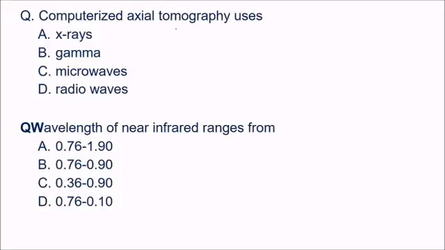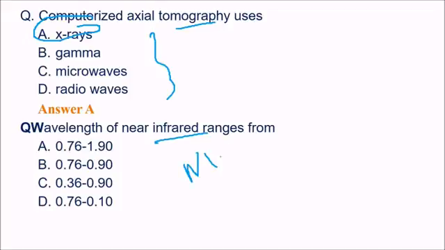Computerized axial tomography uses what? We have seen the question of tomography already. So the answer is clearly X-rays. Now the next is, wavelength of NIR ranges from. The answer is 0.76 to 0.90, right? This is in micrometer.